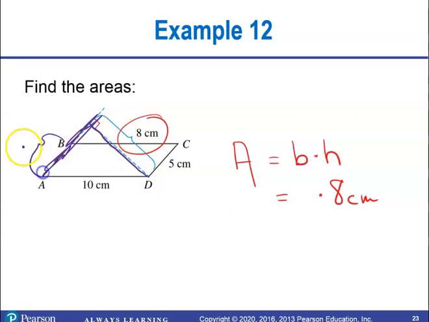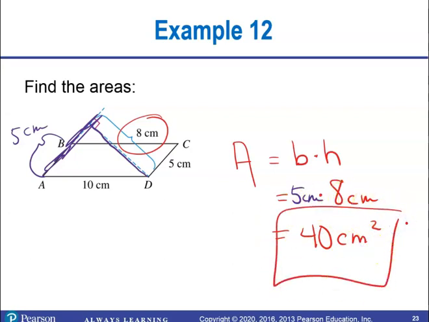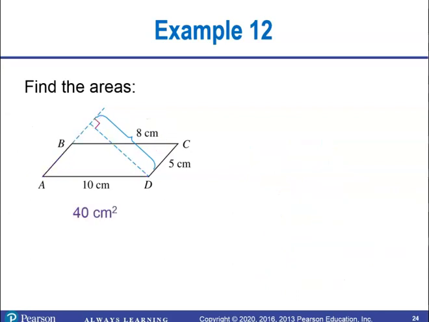What we've got here, though, is the base. Look at my curly brackets, they're awful. It is 5 centimeters. So not the 10. The base is 5 centimeters. And if we multiply 5 centimeters times 8 centimeters, we get 40, careful, centimeters squared, right? Centimeter times centimeter is centimeter squared. So that is the area of that parallelogram. And there it is for me.